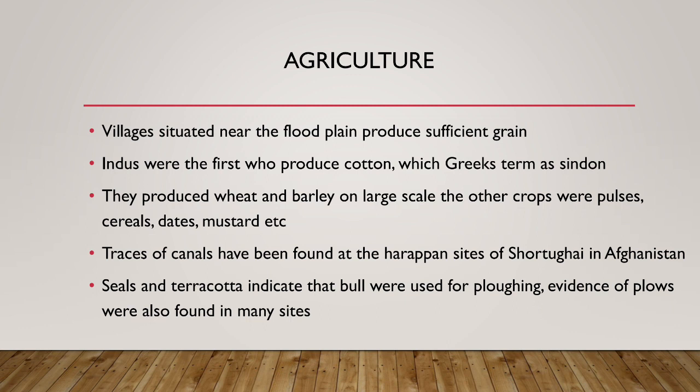Traces of canals have been found at the Harappan site of Shortugai in Afghanistan. Seals and terracotta indicate that bulls were used for ploughing. Evidence of plows was also found at many sites.